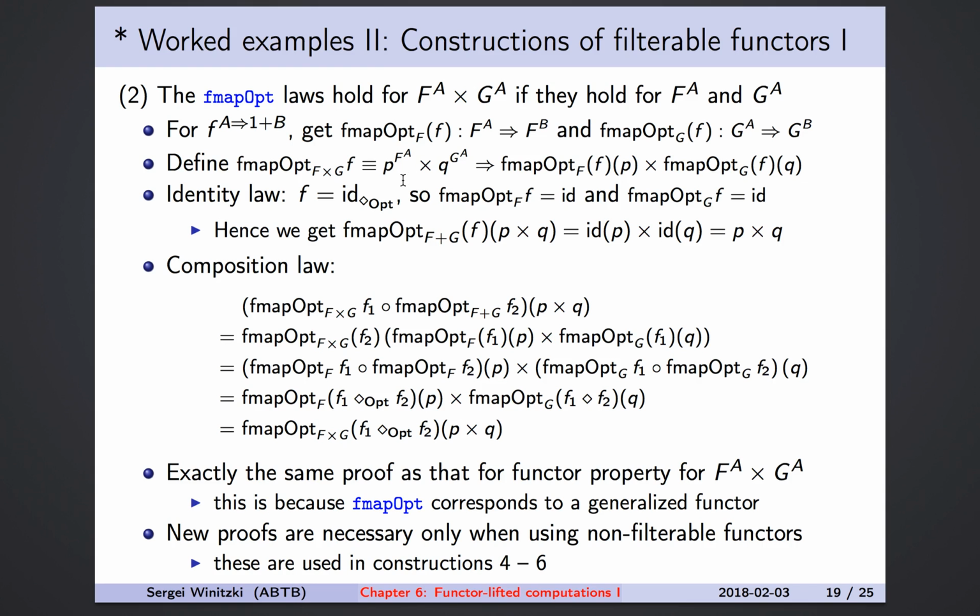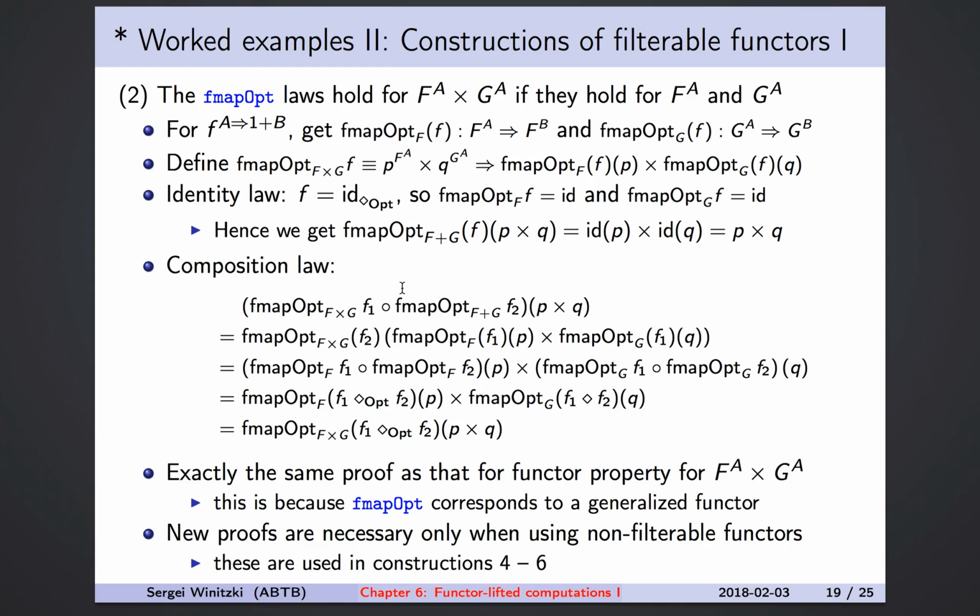So we define that by taking the product of the two values, one of type fa, another of type ga, and we do fmapOpt on both of them separately. Obviously, that's an easy way of doing it. The identity law holds because it holds for the two fmapOpts, f and g, and therefore we have a product of identity of p and identity of q, that's p and q.